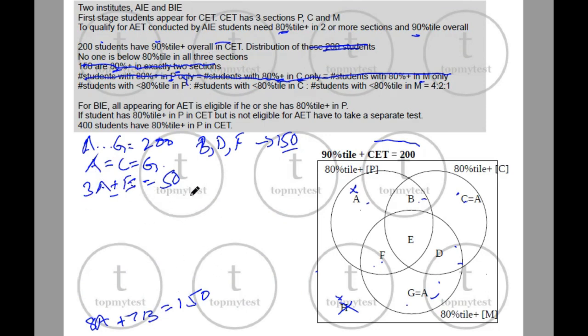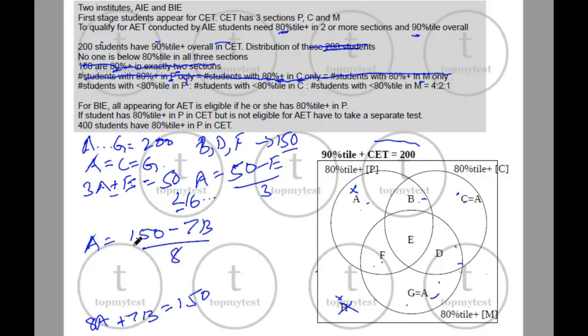Okay, 3A plus E is 50. So now obviously A cannot be a fraction. So we need A to be equal to 50 minus E by 3, right? So if I put 2 here, A can be 16. So A will be 16 or lower. A has to be less than or equal to 16. Okay, let's try to figure this out from here. So you get A equals 150 minus 7B by 8. So 150 minus 7B should be a multiple of 8.